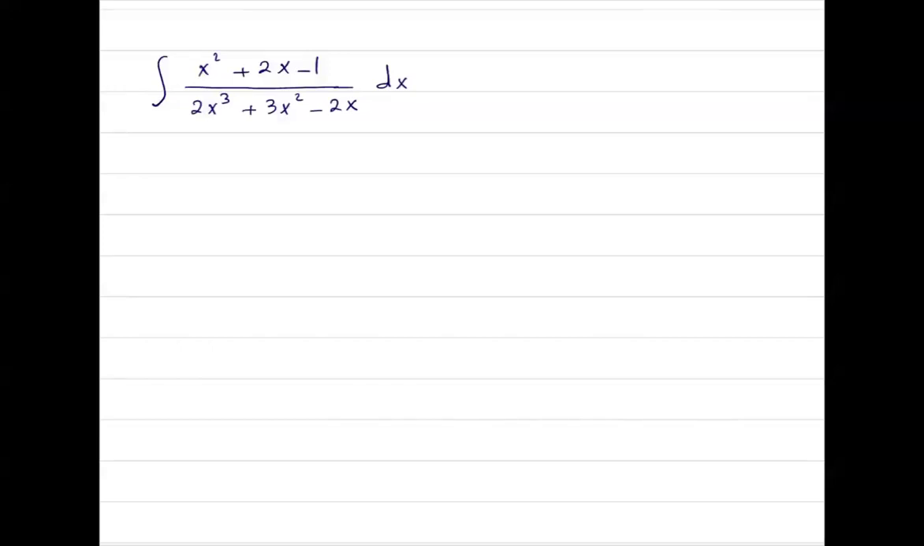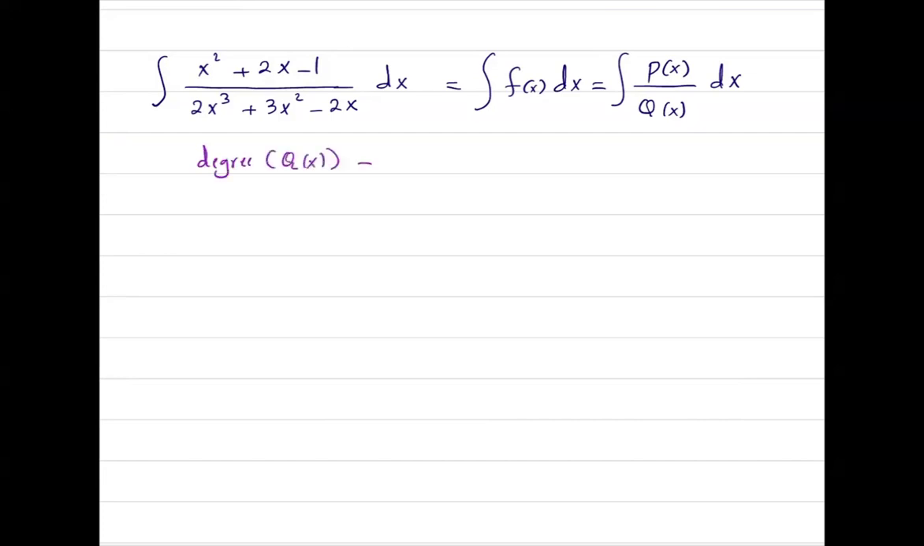So let's see, which case is this? First of all, pay attention here. This is the integral of f of x dx, which is written as a rational expression, p of x divided by q of x. What is the degree of the denominator? The degree of q of x is equal to 3, and the degree of the numerator, p of x, is equal to 2. So obviously the degree of the denominator is more than the degree of the numerator, so there is no long division.